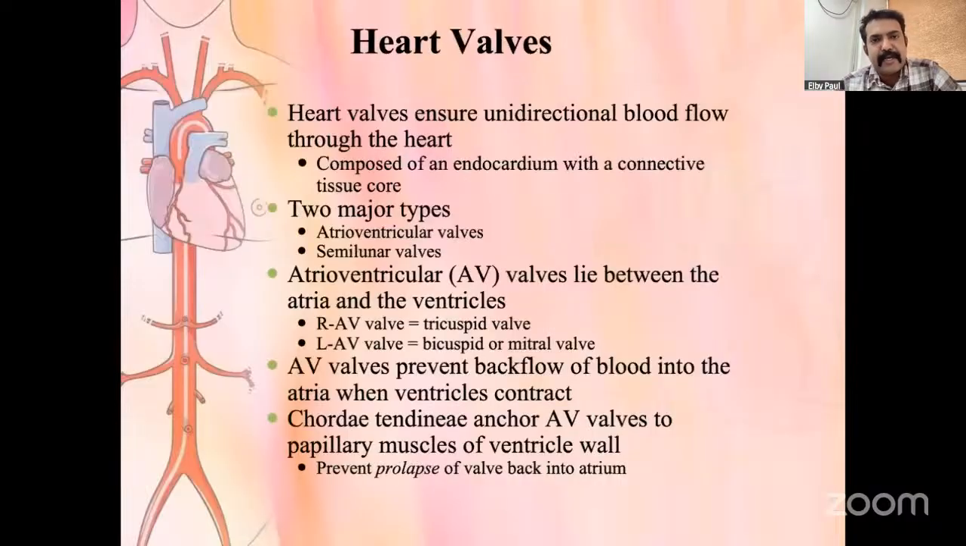Again, coming to the valves of the heart. The heart valves ensure unidirectional blood flow through the heart, and are composed of endocardium with connective tissue. There are two major types, atrioventricular valves and semilunar valves. Atrioventricular valves lie between the atria and ventricles. The right atrioventricular valve is called the tricuspid valve. The left atrioventricular valve is the bicuspid or mitral valve. The AV valves prevent the backflow of blood into the atria when the ventricle contracts.